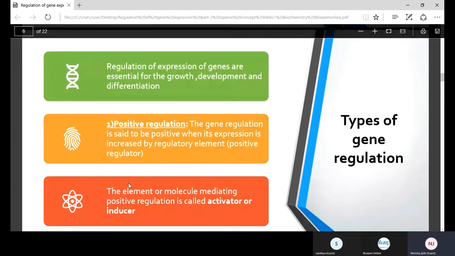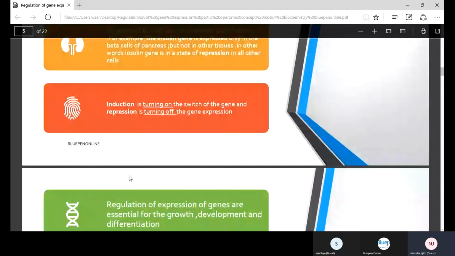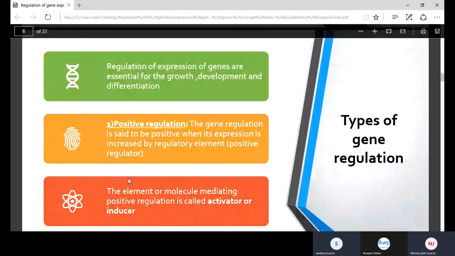Before that, Sandhya, you can unmute. Yes, ma'am. Okay. What is meant by turning on and turning off gene expression? Turning on gene expression means for it to be expressed at all times. Like, for example, the insulin gene, it expressed only when beta cells of pancreas, but not in other tissues. Or in insulin is state of this thing. Turning on means the gene should be expression. That means turning on. Okay, that a gene is expressed.